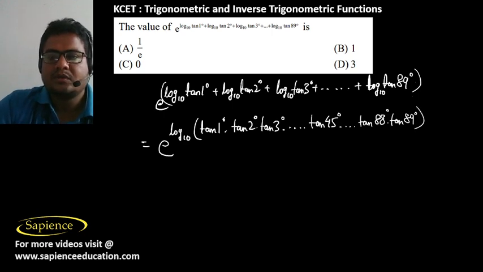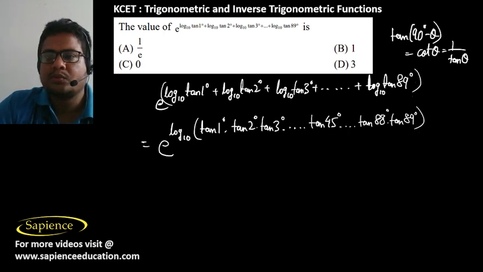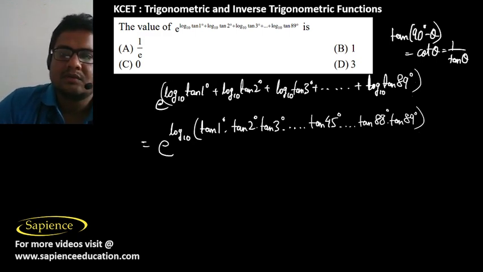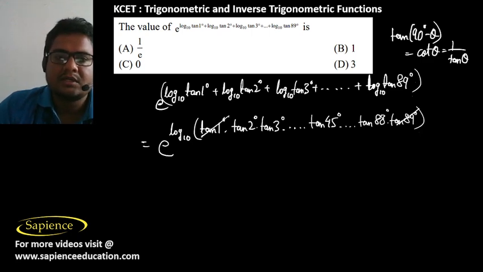So we know that tan 90 minus theta is equal to cot theta, which is equal to 1 by tan theta. So tan 90 minus theta is the reciprocal of tan theta. So when they are multiplied, they will just cancel and 1 will come. So tan 89 degree will cancel with tan 1 degree, tan 88 degree will similarly cancel with tan 2 degree, tan 87 degree will cancel with tan 3 degree, tan 45 degree is 1. So this entire product will come 1.